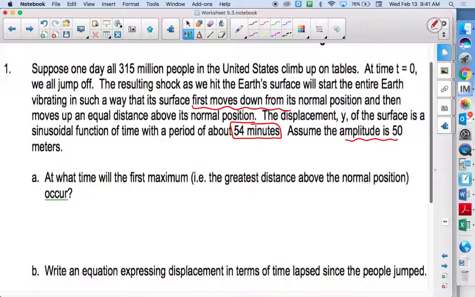So they give us a lot of information here. So for part A, that's where I would make a graph so that you can answer part A's question.